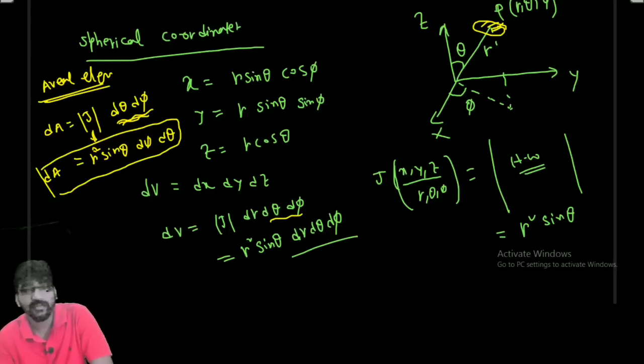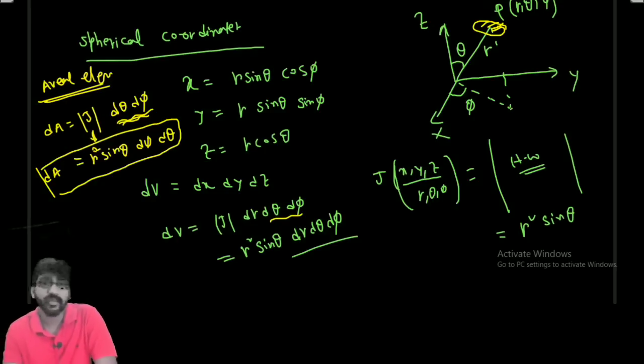From the next class I will start double integration and triple integration. After finishing double and triple integration, this chapter of mathematical physics, that is single and multivariable calculus, will be completed. Two or three classes will be needed to finish this section. Then I will move to Fourier series and differential equations. Okay, thank you.